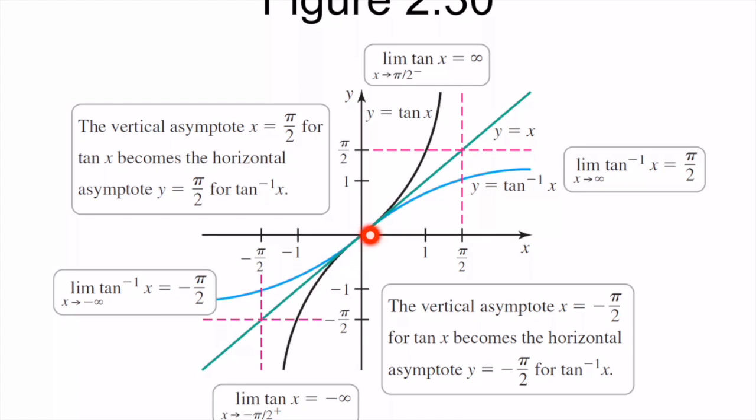Again, as I go to the right side off to infinity, the graph approaches the horizontal line y equals pi halves. As I approach the left side of the graph to infinity, I approach the graph of y equals negative pi halves.